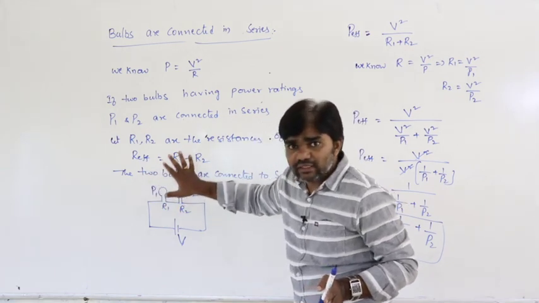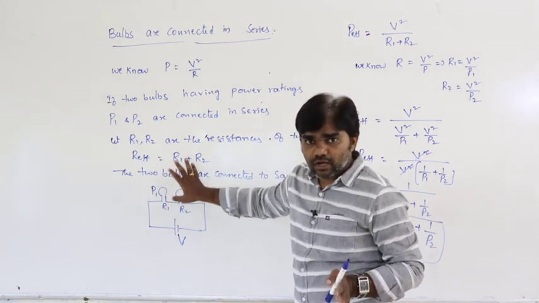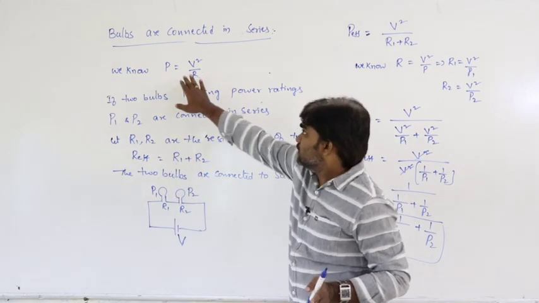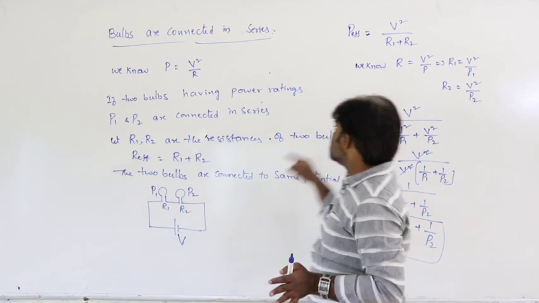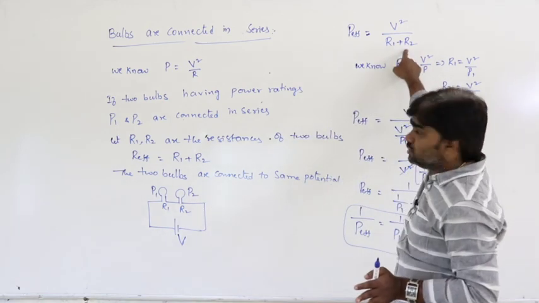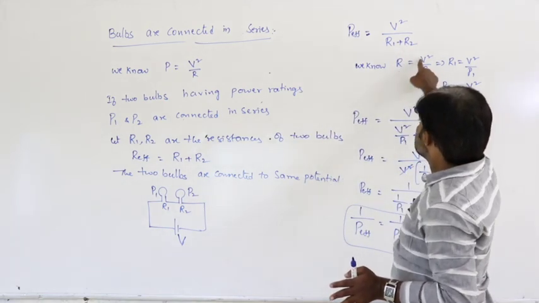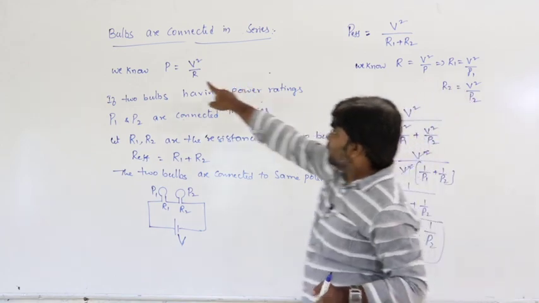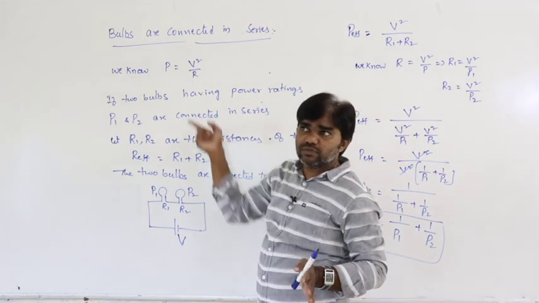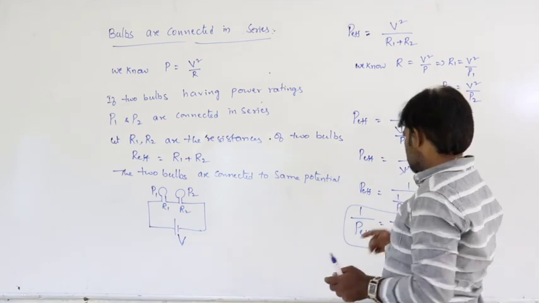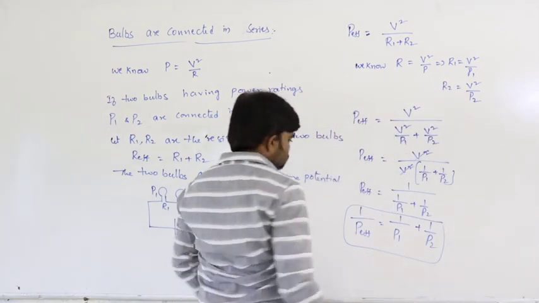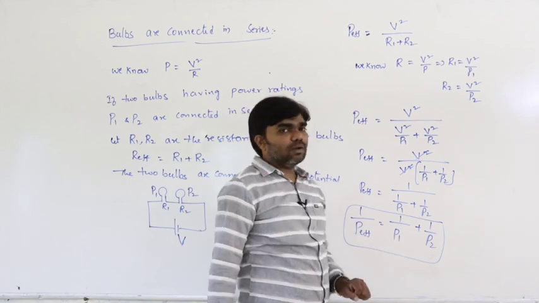We have to calculate the effective power. The power formula is V square by R. So what is the effective resistance here? R1 plus R2. But we know P equals V square by R, so R equals V square by P. Based on that, 1 by P effective is equal to 1 by P1 plus 1 by P2.